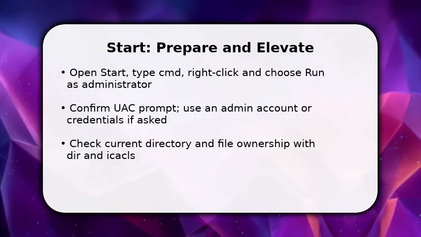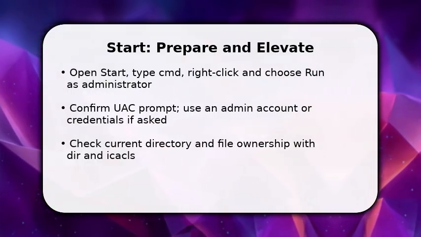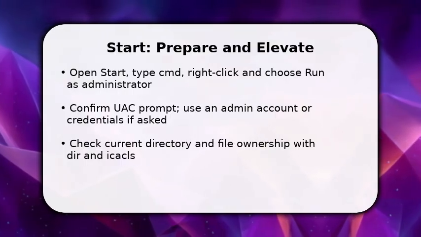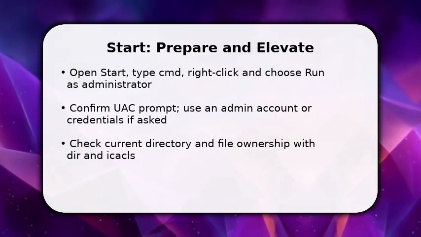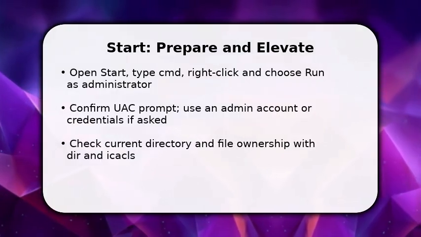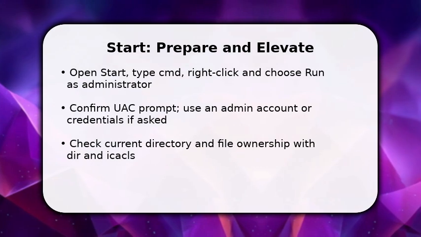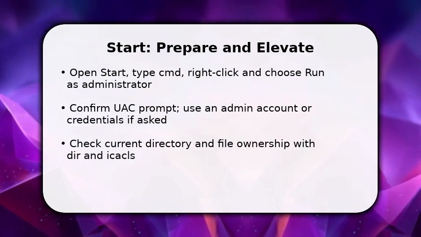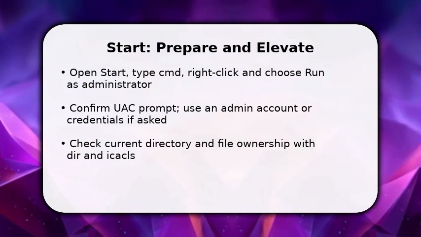Once inside, navigate to the problem folder and run dir to see items. Then run icacls on the target file or folder to reveal current permissions and owner. This first step establishes whether the issue is missing elevation versus file-level restrictions, so you know which fix to apply next.